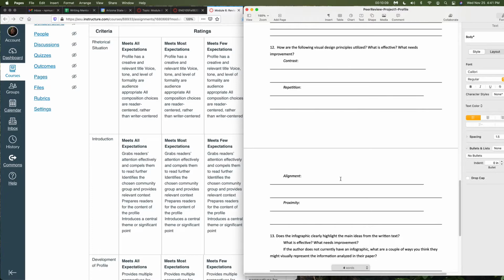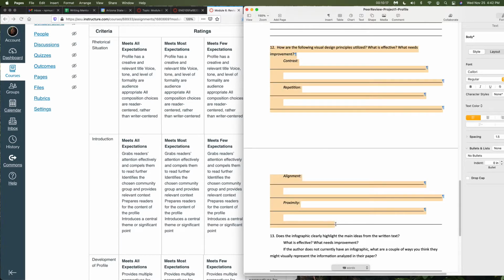How are the following visual design principles utilized? What is effective? What needs improvement? Again, you can refer back to the design principles reading to get some further insight on contrast, repetition, alignment, and proximity. Or you can, of course, ask me or your instructor, because we're all here to help you.